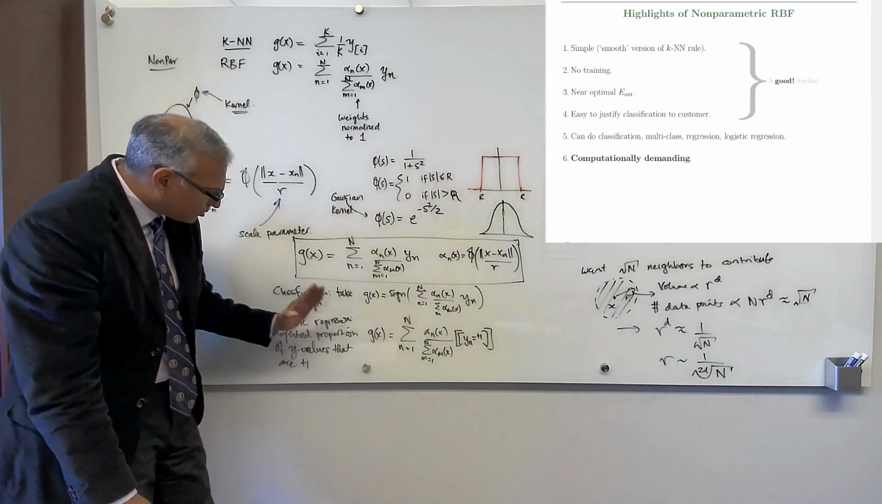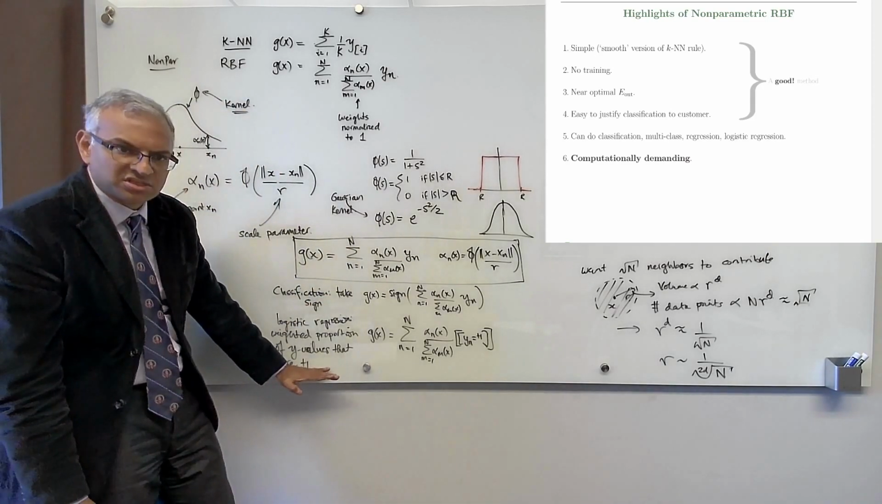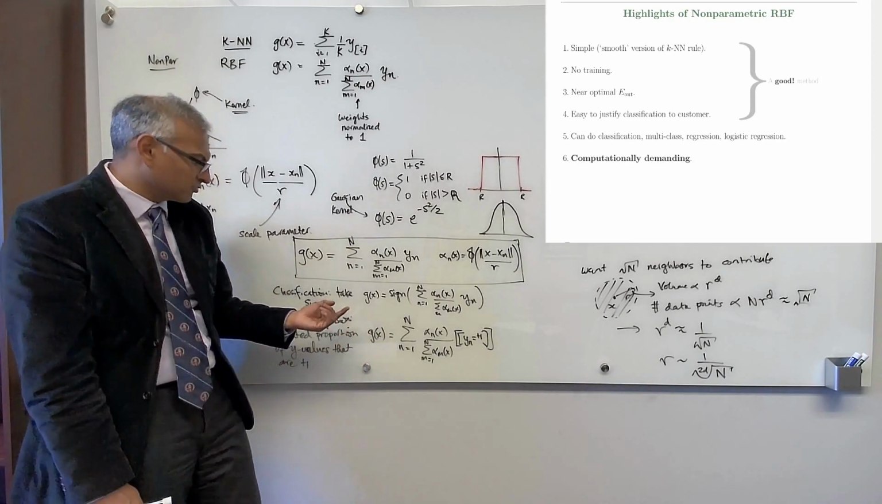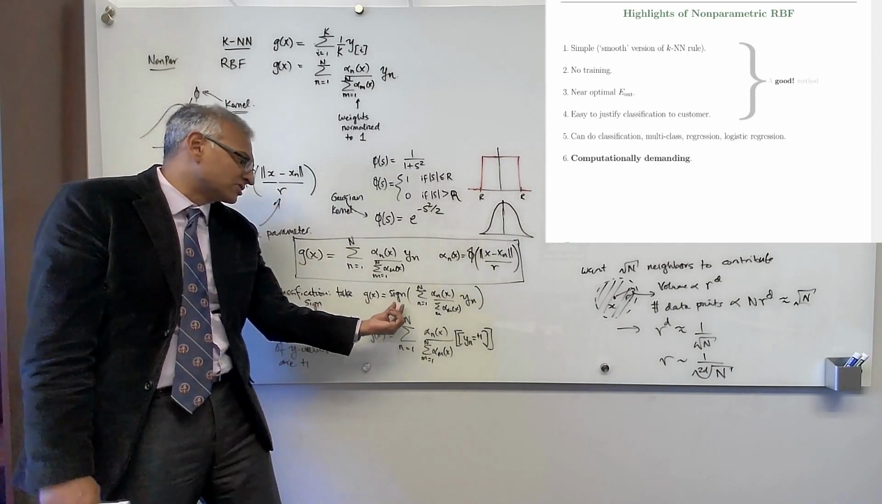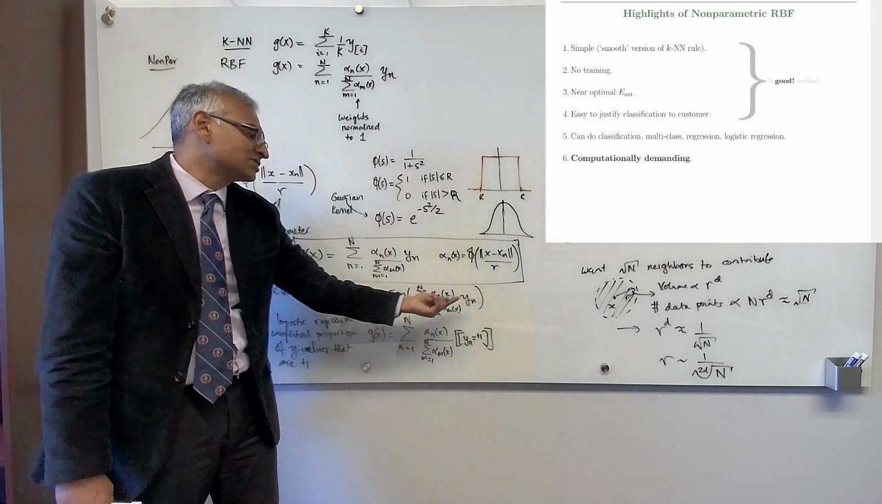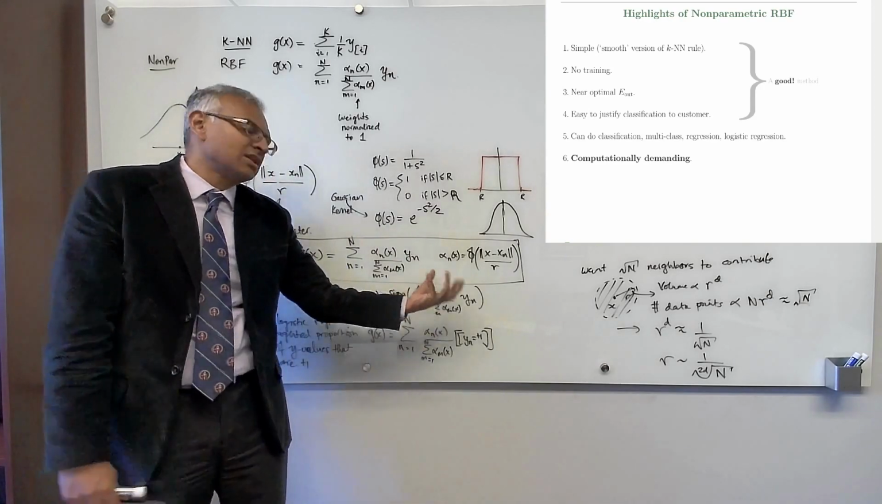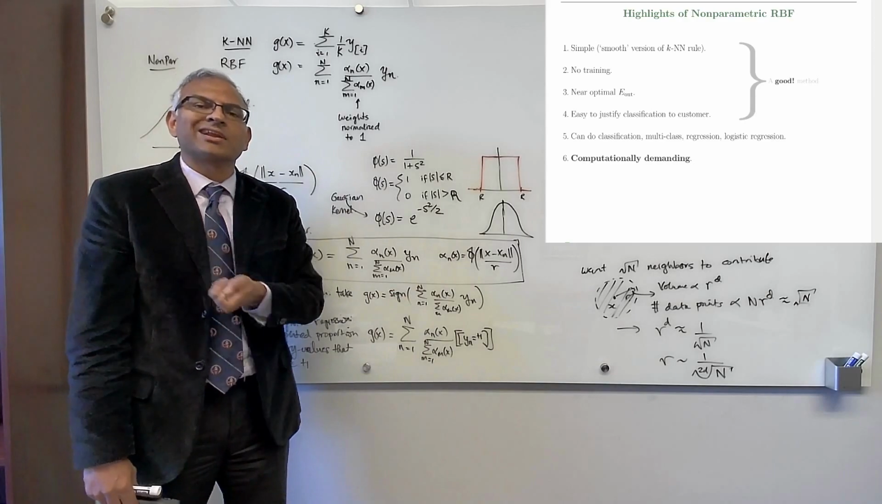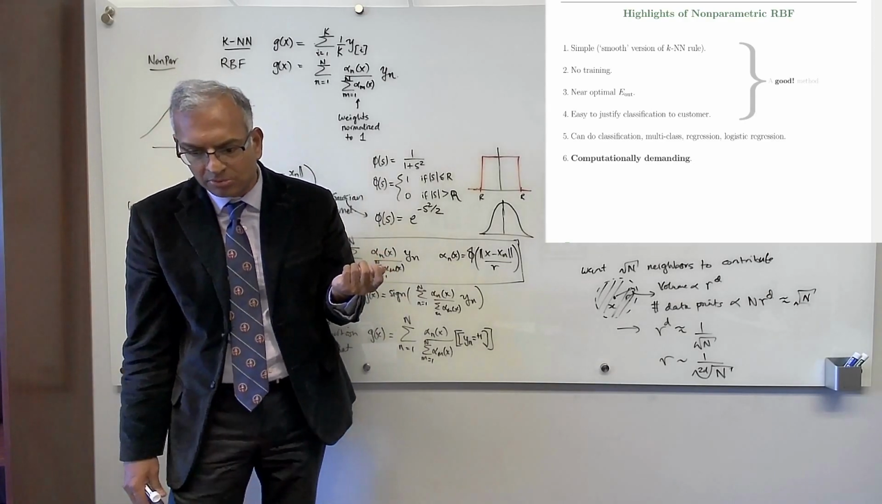It's easy to do classification. It's easy to do logistic regression. It's easy to do multi-class. So if you're doing classification with multi-class, instead of the sign, you just take the weighted majority. Each class will have a weighted contribution, and then you take whichever class has the largest weighted contribution.